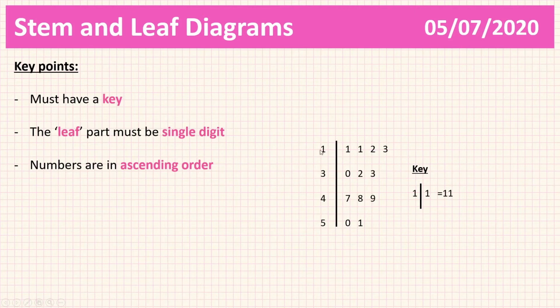So for example, we start on 1 and end on 5 on the stem section, and on the leaf we can see it's 1, 1, 2, 3, 0, 2, 3, 7, 8, 9, 0, 1. They're all in ascending order in the rows. So that is what a stem and leaf diagram is. I'll help you out. That's the stem, they're the leaves, or the leaf section, and that's the key. If you want to quickly screen grab this or write that down in your books as a note, then we're going to practice answering some questions, just drawing some stem and leaf diagrams.